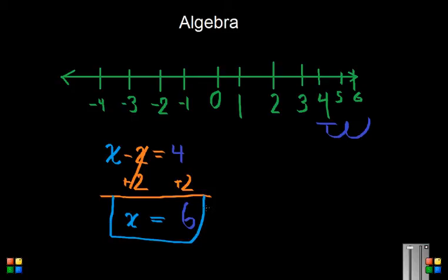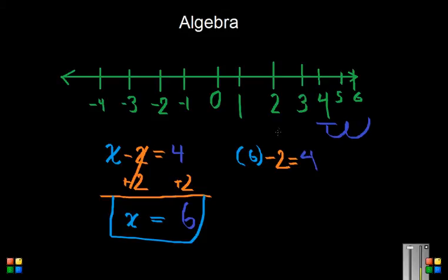That's your solution. Now, how do you confirm this is the solution? Well, you'd plug x back into the original equation. So wherever you see the value x, you would put the value 6. So let's put in parentheses 6 minus 2 is equal to 4. Let's figure this out.